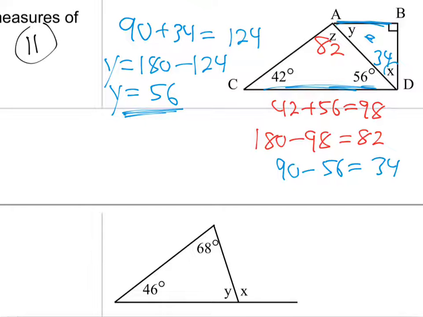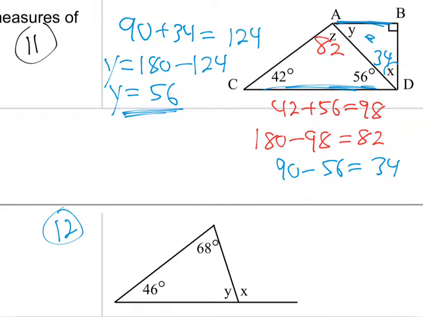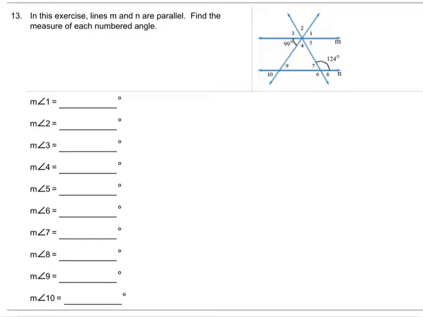There we go. I think number 12 here is easy for you. I'm going to move on in the interest of time. I think you could find Y and X pretty easily on number 12. I want to be able to do the hard ones with you instead of the easy ones.